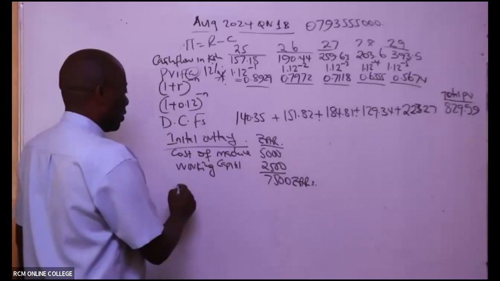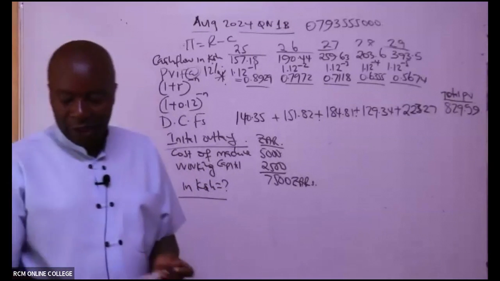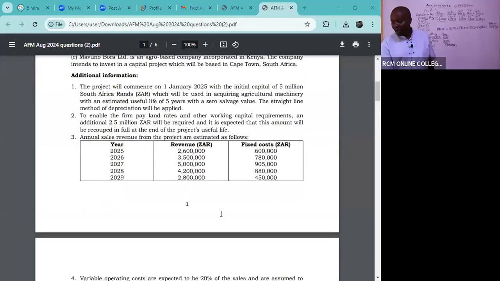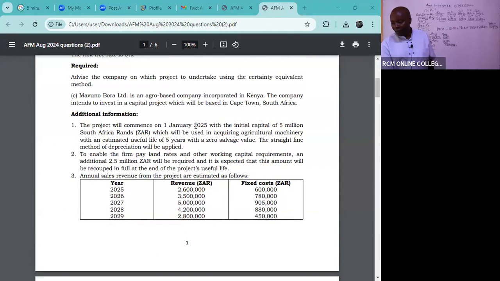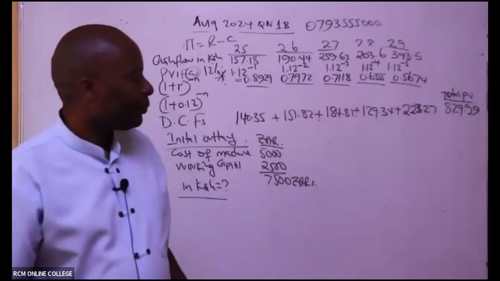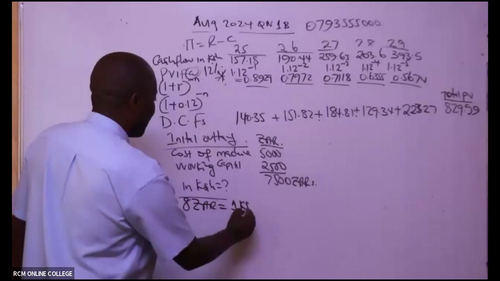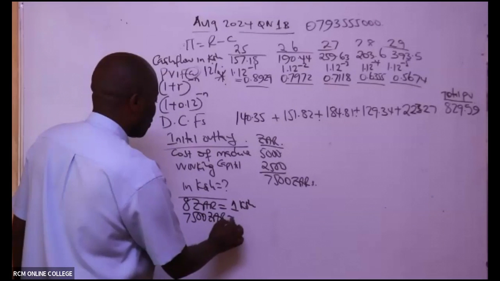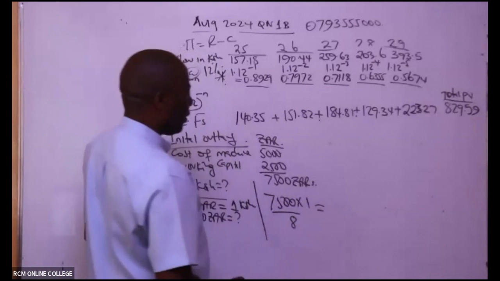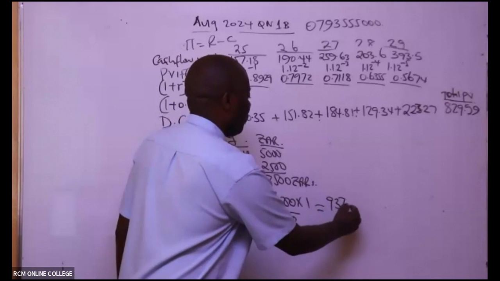Convert them to Kenya shillings. I know the date when this initial outlay is going to be incurred, because you can see the project will commence on 1st January 2025. And I know the exchange rate is 8 rand per Kenya shilling. So if 8 rand equals 1 Kenya shilling, how about 7,500 rand? It will be 7,500 times 1 divided by 8, which gives me 937.5 Kenya shillings.